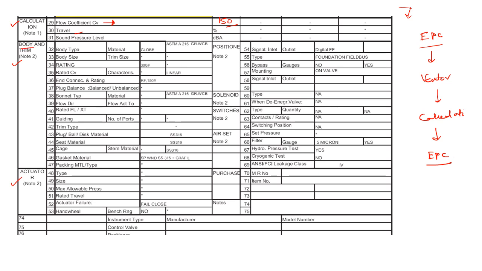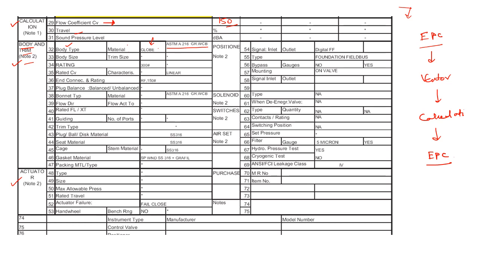Now body and trim, right? These materials are normally given by the EPC or the client based on the service temperature and pressure, and design temperature and pressure. As you can see, it is written what body type and material. For body type, they are selecting a globe valve here, so that's why globe. And what will be the material? It is ASTM A216 grade WCB, right?